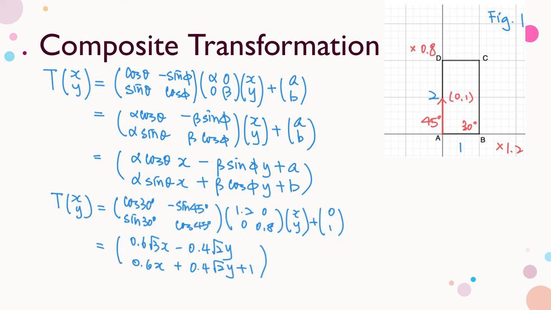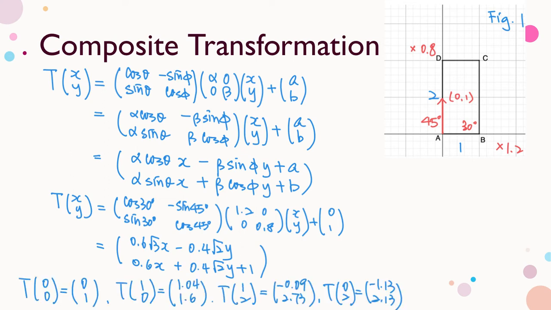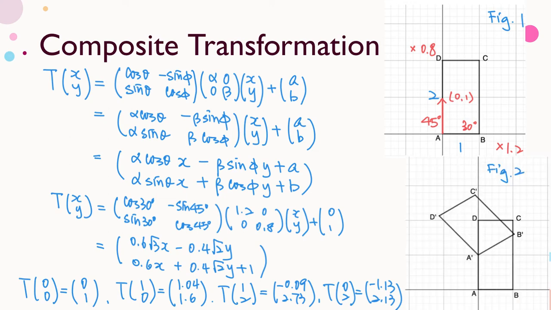To find the image of the rectangle, we may check the images of the 4 vertices. That is, connect the points to form the image of the rectangle, which is a parallelogram as shown in figure 2. Now, we can start the work of the task by considering the composite transformation for building the fern.